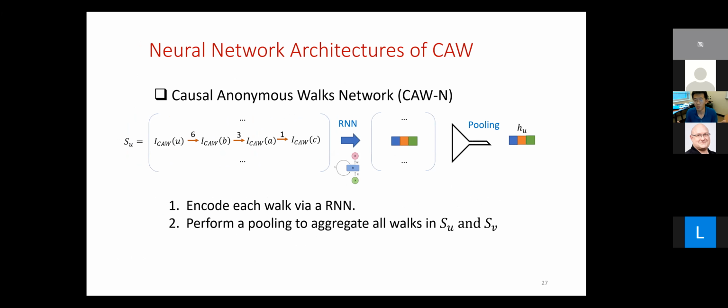All right, so right now you can think about what kind of data we have. We have a set of anonymized random walks, and then what we do is just encode these walks. It's very easy, a very simple model can do it. We just run an RNN to encode each walk and then aggregate them together. We will have the node representation, and we use this node representation to make the final prediction. So that's our model.